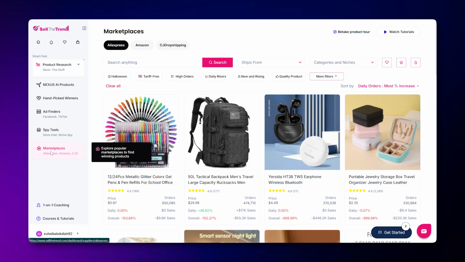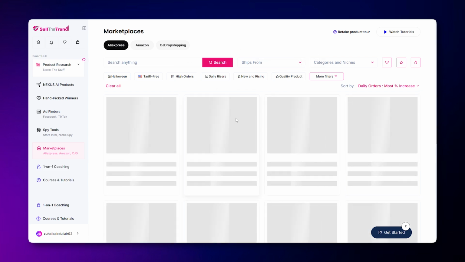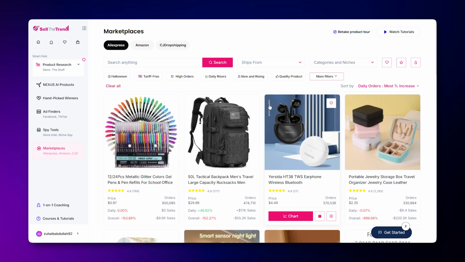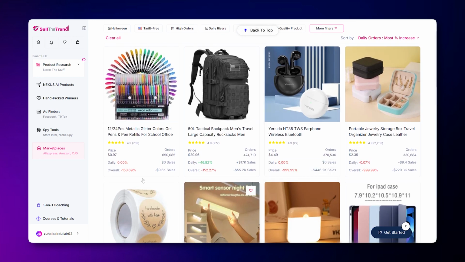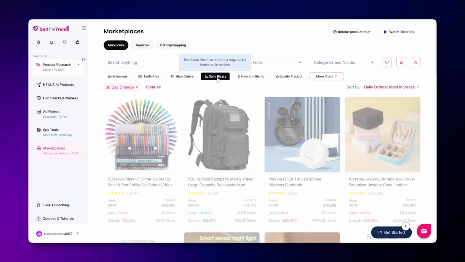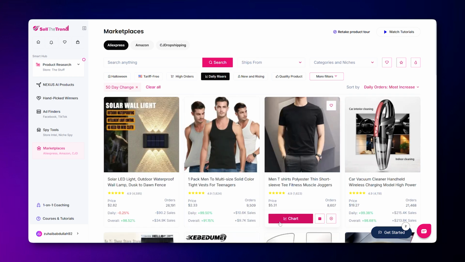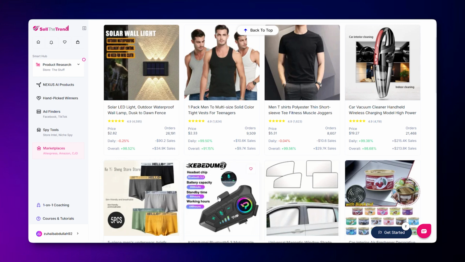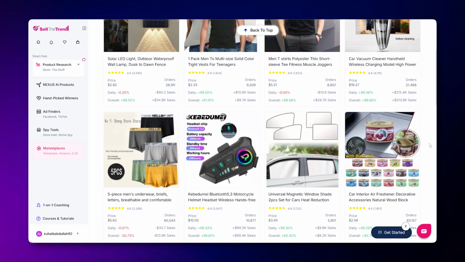in repetitive tasks. This is why Sell the Trend is such a powerful tool for beginners. It takes the hardest part of dropshipping, finding products that actually sell, and makes it simple with AI. No more endless scrolling, no more guessing, just clear data and easy automation.